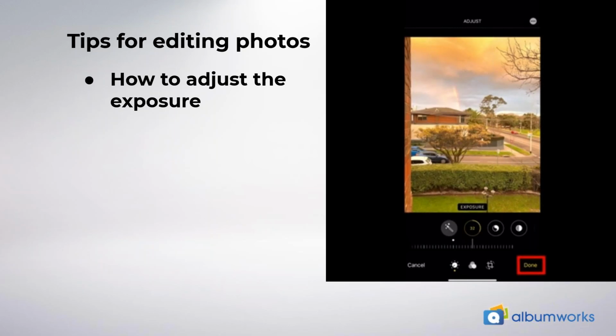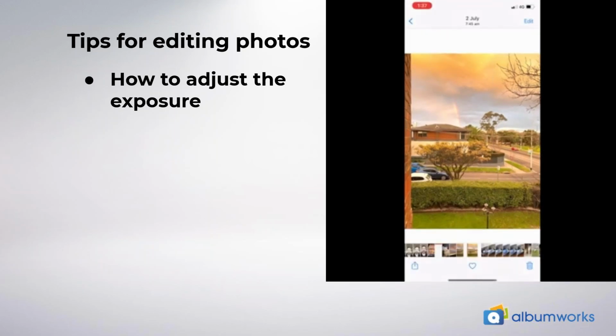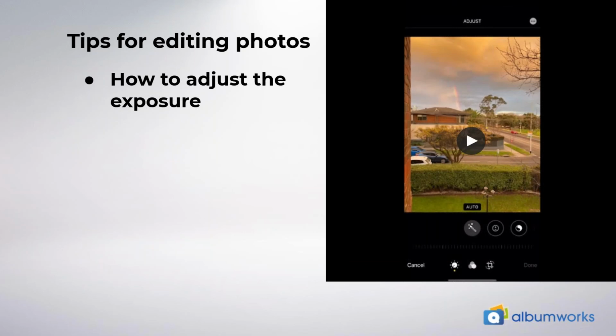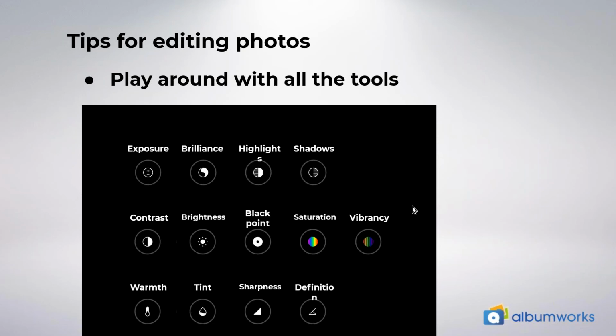So if you didn't change your exposure before you took the photo, we talked about that earlier, here's an opportunity to do it after you've finished taking the photo. There are many, many other tools available for editing. I won't go through them all today, but here's an overview of what's available, including contrast, saturation, and sharpness. My best advice is to get in there and start playing around. You can always cancel your edits that you make, but playing around is the best way to learn.